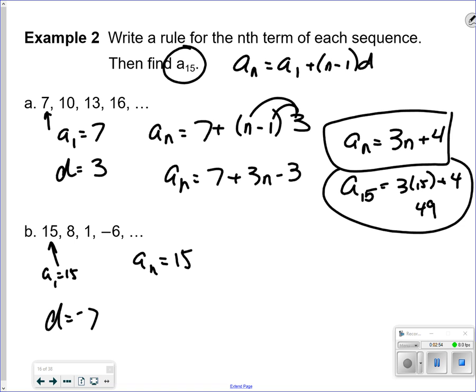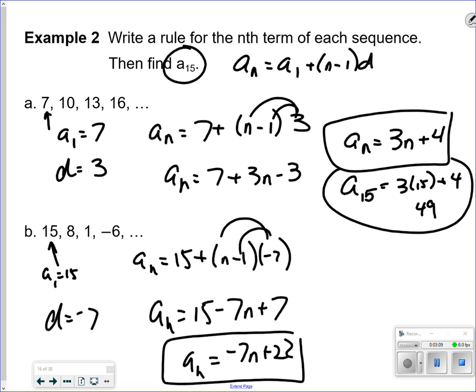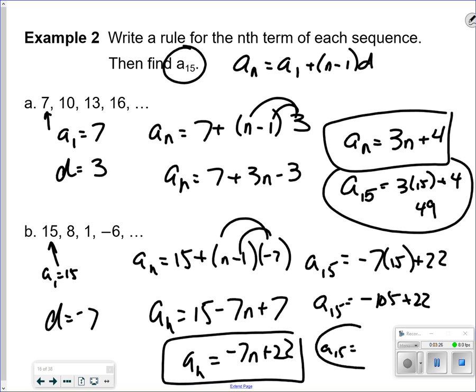So a sub n equals a sub 1 plus (n minus 1)d. I'm going to distribute my d and add like terms. So there's my a sub n. Now I'm going to plug 15 in for n. So -7 times 15 is -105 plus 22. So a sub 15 is -83. Next one.